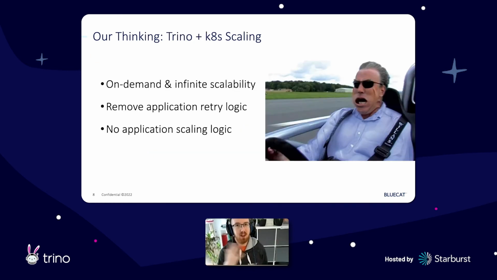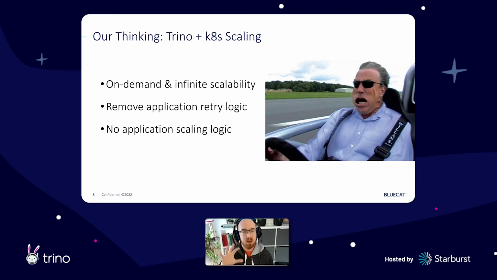So our thinking was Trino meets Kubernetes scaling. It's just super fast. It's going to be on-demand, infinite scalability. We remove any sort of application retry logic, and there's no application scaling. As an example, prior to this, we were using Apache Airflow before we kick off these large running batch jobs to tell the cluster to scale up. And then at the end of the job, we could tell the cluster to scale down.